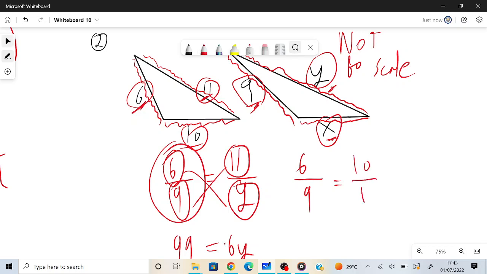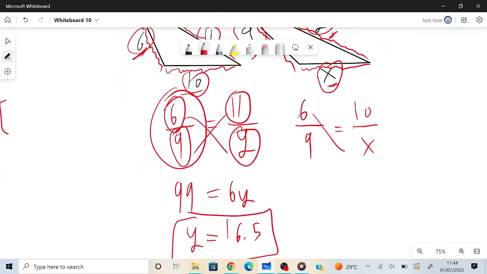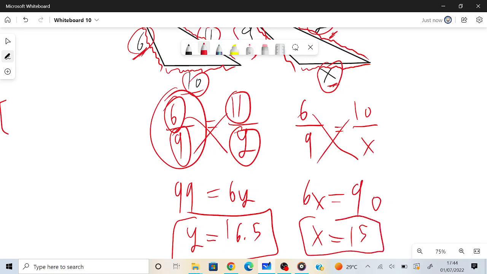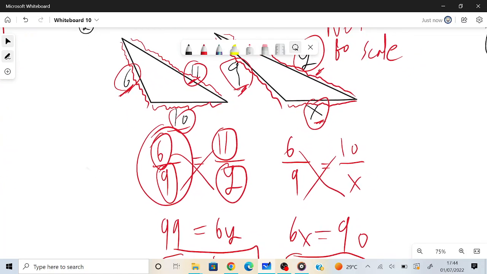Again, make sure that your numerators in both the fractions are from the same triangle, that's 6 and 10, and the denominators from the same triangle as well, which is 9 and x. So cross multiplying again, we have 6x equals 90, because 9 times 10 is 90. X is 90 divided by 6, which is nothing but 15. And that is the answer for that question.